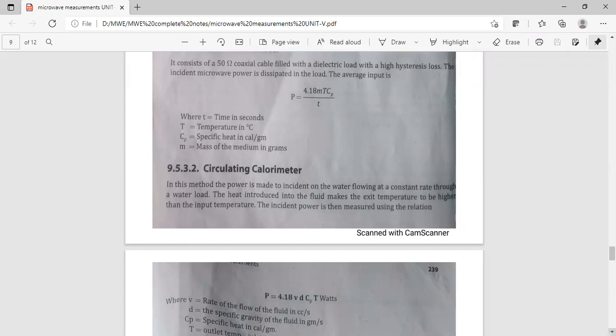I think we have less time now to discuss this one. We'll see it in the next class, completing the unknown impedance measurement. We will also see gun diode operation. I think two more classes are required to finish this syllabus: gun diode operation, IMPATT, and TRAPATT diode operation. We will try to finish the syllabus.